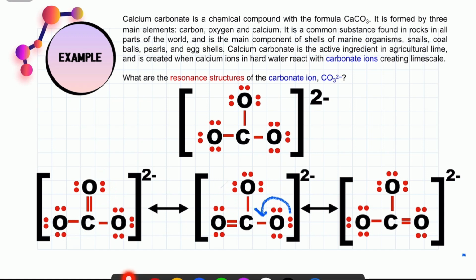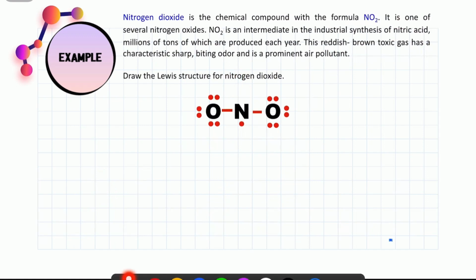So let's see another example. Okay, this one is nitrogen dioxide. It's a chemical compound with the molecular formula NO2, and it is one of the several nitrogen oxides. Nitrogen dioxide is an intermediate in the industrial synthesis of nitric acid, millions of tons of which are produced each year. And this reddish-brown toxic gas has a characteristic sharp biting odor, and it is a prominent air pollutant.